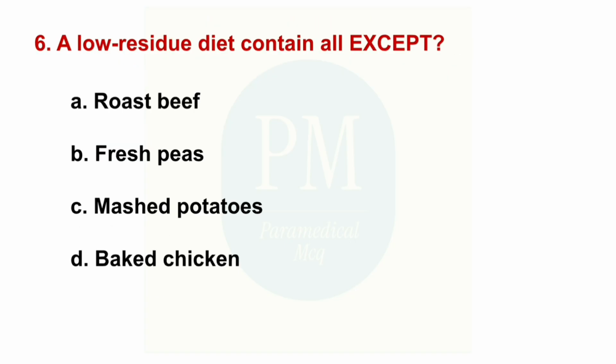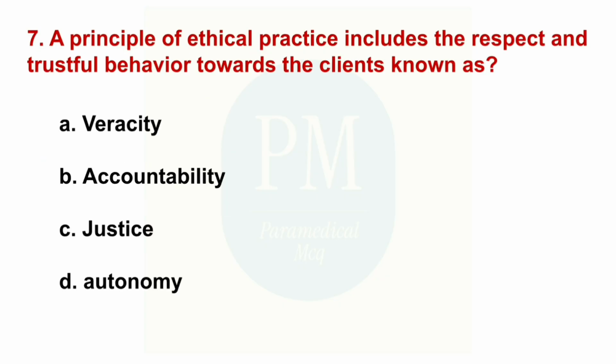A low residue diet contains all except option A, roast beef, option B, fresh peas, option C, mashed potatoes, option D, baked chicken. The correct option is option B, fresh peas. A principle of ethical practice that includes respect and trustful behavior toward the clients is known as option A, veracity, option B, accountability, option C, justice, option D, autonomy. The correct option is option A, veracity.